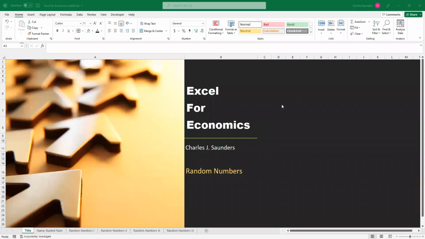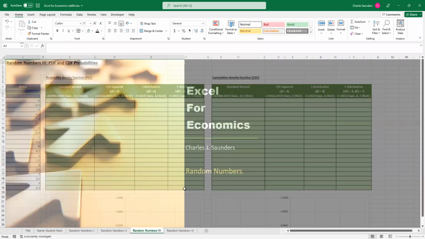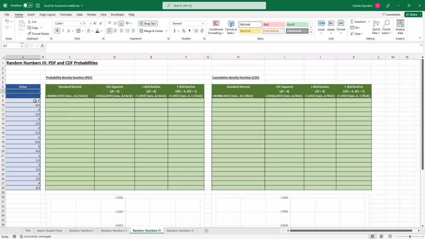Welcome back to Excel for Economics. We're going to be looking at some more random numbers. In this case, we're going to be looking at the probability of observing a value for a given distribution.